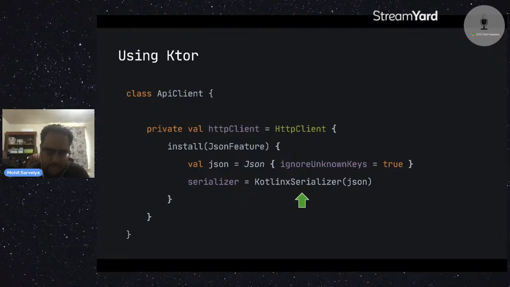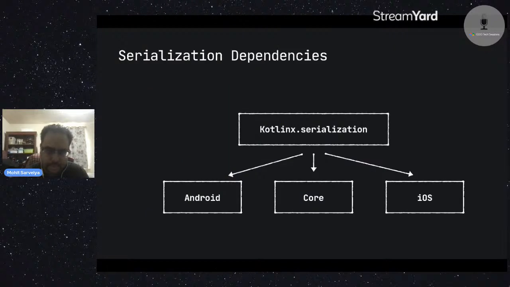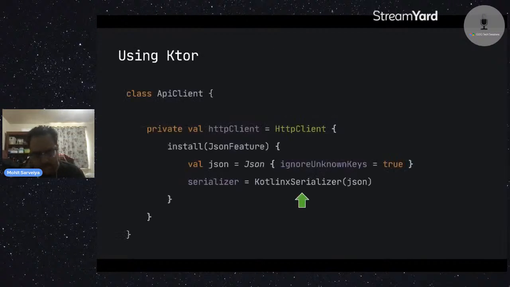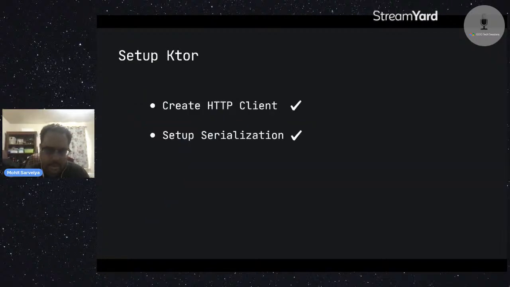So right now I have a very simple client that I could use. Similarly, how do you include the serialization library? It's similar to what we saw with Ktor: you basically include it as a dependency for common, Android, and iOS. So now we have set up our Ktor. How do we go about using it?